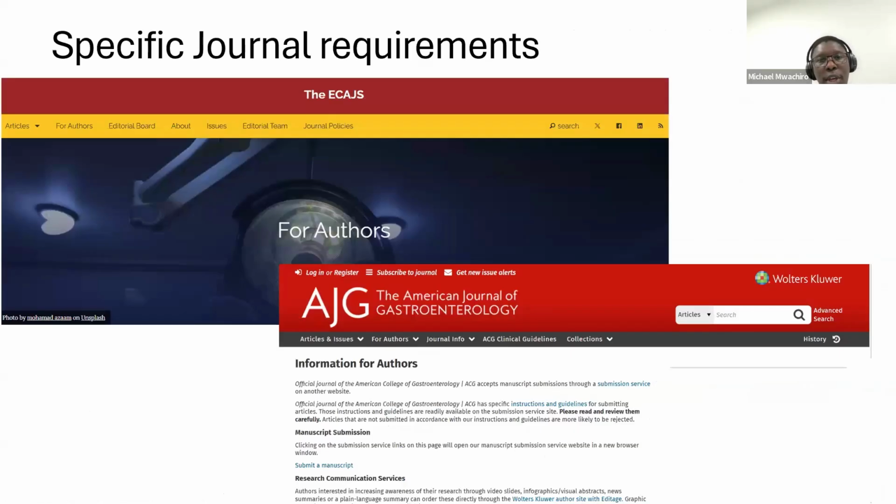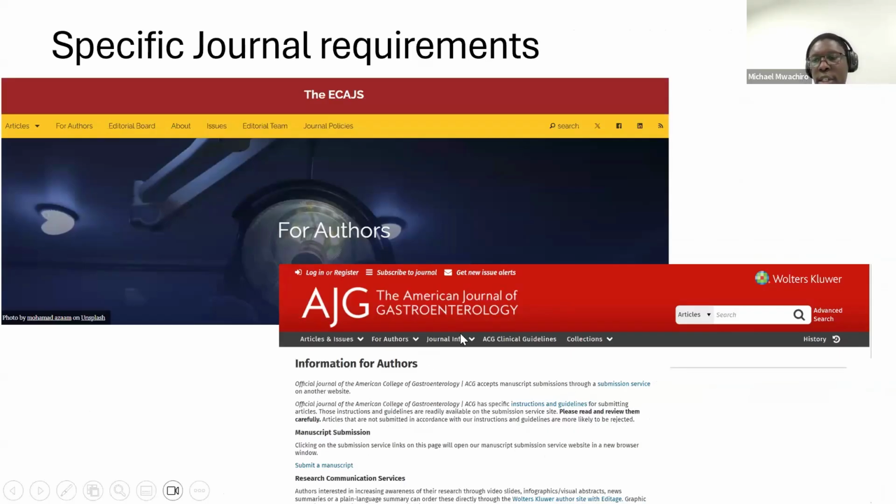So specific journals have their own guidelines, and I've put here examples of the East and Central African Journal. If you click on the website and on the authors here, it takes you to this page where you have instructions for the authors. If I use the example of the American Journal of Gastroenterology, the same thing, you click on authors, it gives you another page and you can click to follow.